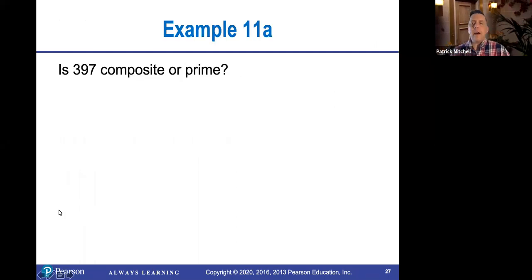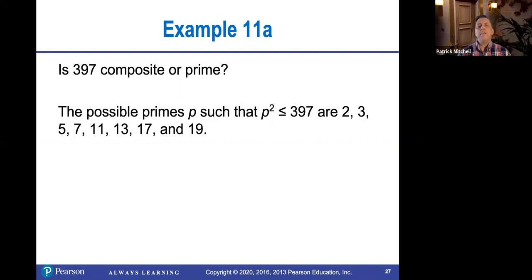All right, so let's look at an example of that. Is 397 composite or prime? So the possible primes p, such that p squared is less than or equal to 397, are 2, 3, 5, 7, 11, 13, 17, and 19. All right, the square root of 397 is 19 point something something, because 19 squared is 361, and 20 squared is 400. So the square root of 397 is somewhere between 19 and 20. So we need to check all primes up to and including 19.